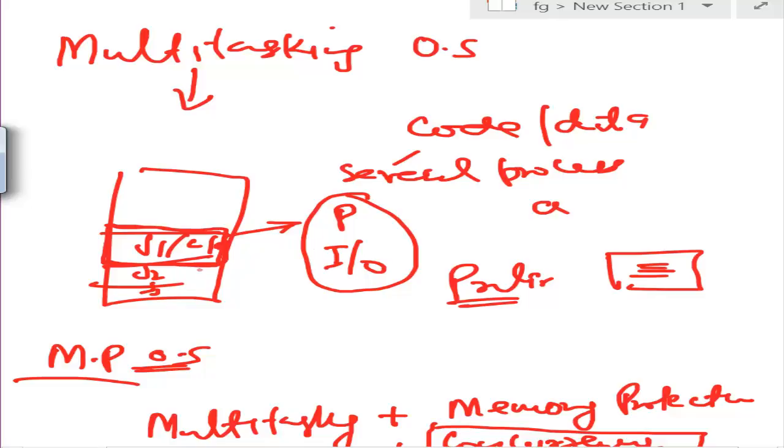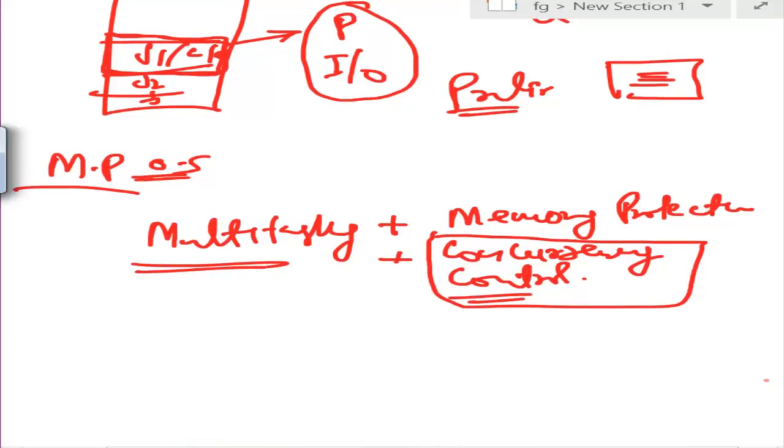So if both of these are trying to access the printer, there comes the concurrency problem. If J1 is accessing the printer, you have got to lock it. You can't relinquish it, okay? You can't preempt it. You have to do the whole printing, and then and only then can J2 print. Now this kind of concurrency control is enforced in the multiprogramming operating system, and also the memory protection which I said. But multitasking is plain multitasking, and multiprogramming is multitasking plus memory protection plus concurrency control. Okay, does it make sense?